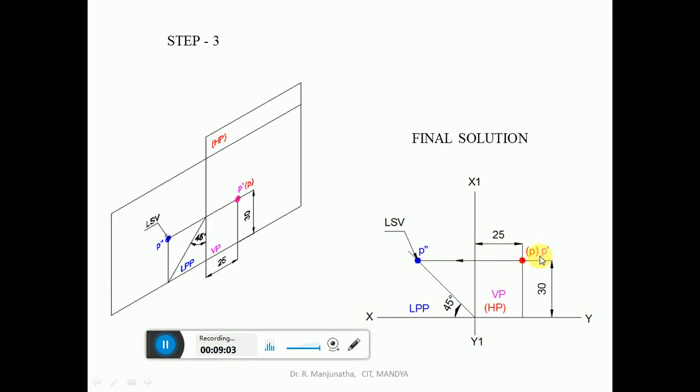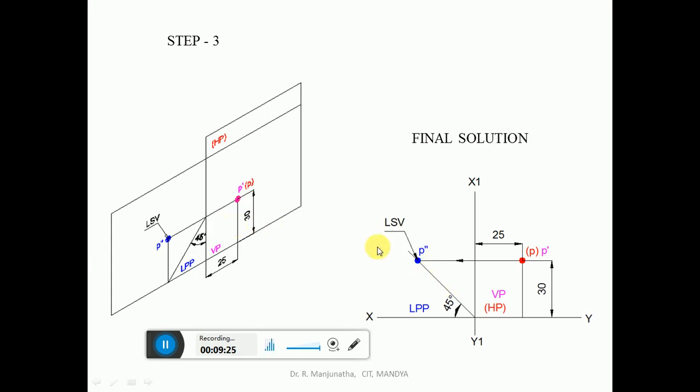So since P dash is on the same line as P, this is going to be the point wherein you will be able to find P double dash. Since it is the left side view, because it is behind LPP, that condition is satisfied only when you are considering the left side view. So P double dash will be the left side view.